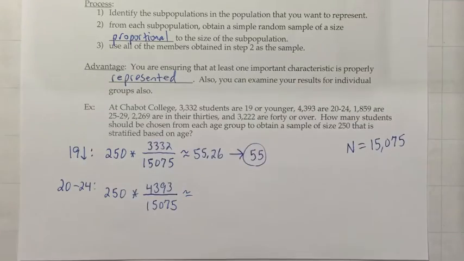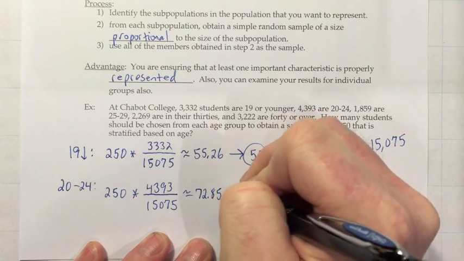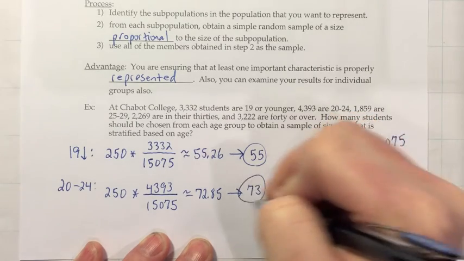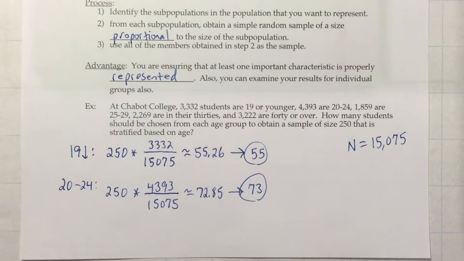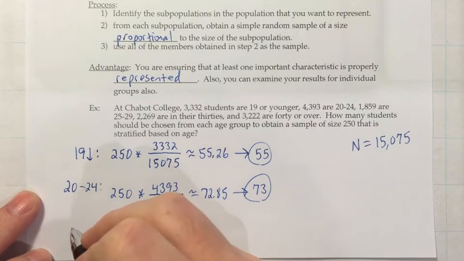So that's about 72.85. And if you were to round that to the nearest integer, you would get 73. So now we just need to continue with that process until we get all 5 of those age categories done. So we'll just run through those now. So let's go ahead and write out the next 3.